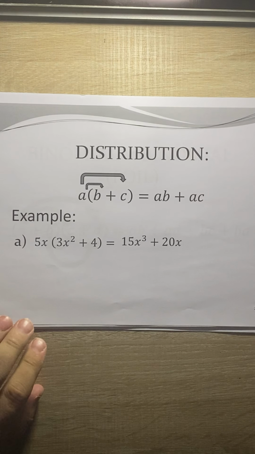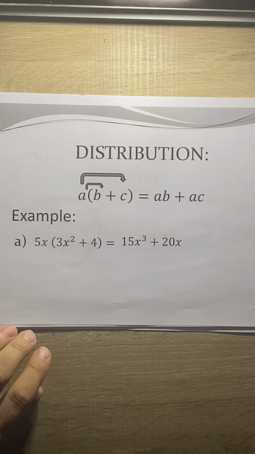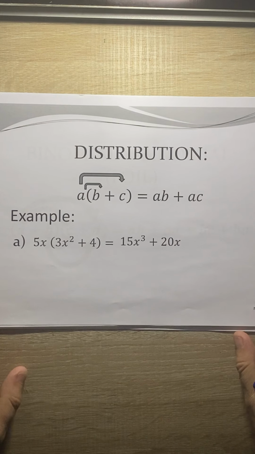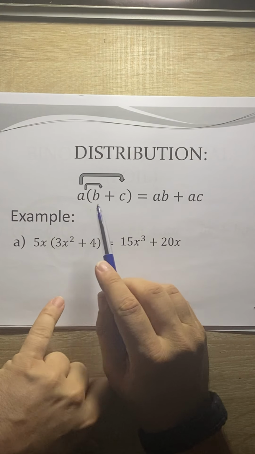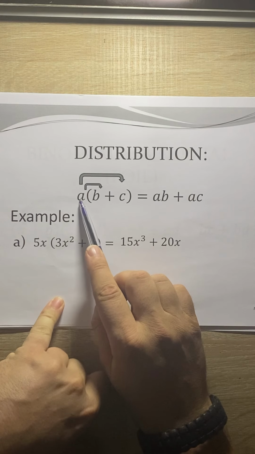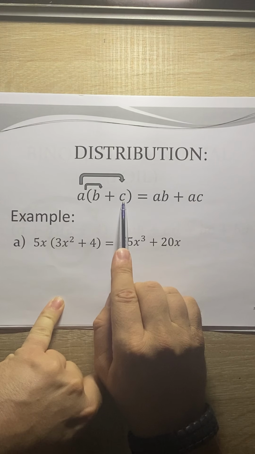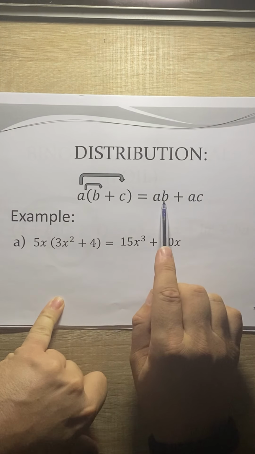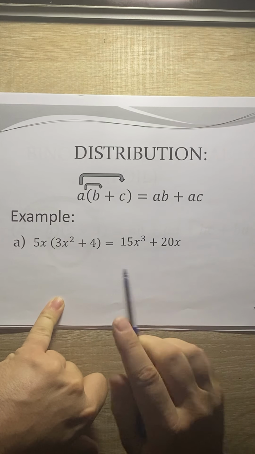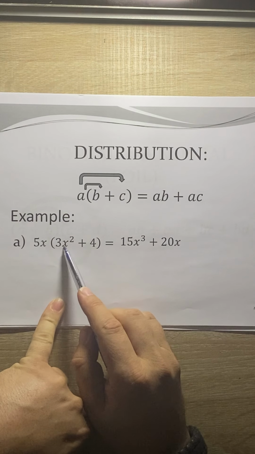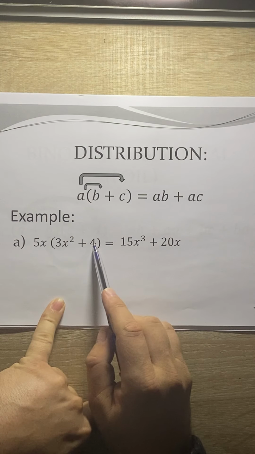Okie doke, so this is basically last year's stuff. Just having a look here, distribution. So basically, if you've got something outside the bracket, you just distribute it into both the terms. And remember, when you distribute, you multiply. So for example, you've got 5x, and then inside the bracket 3x squared plus 4.